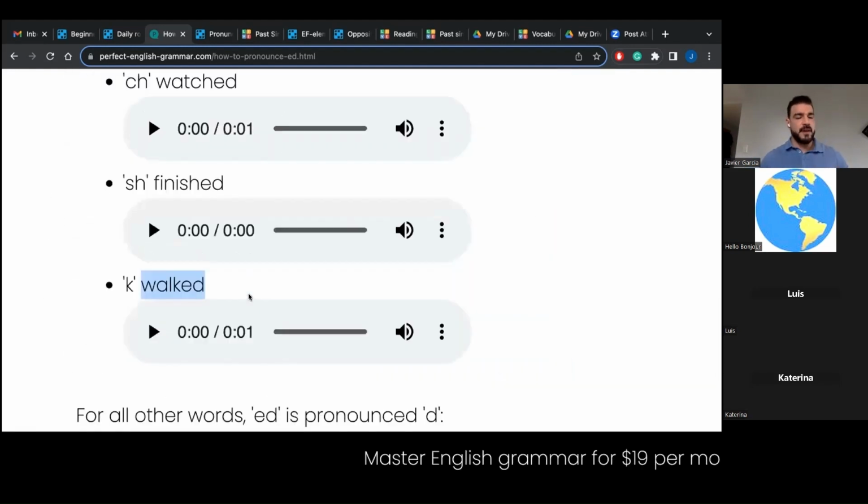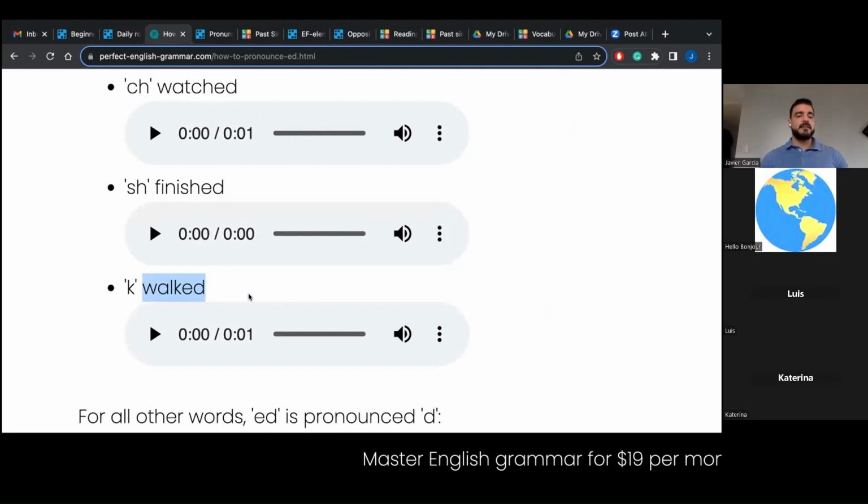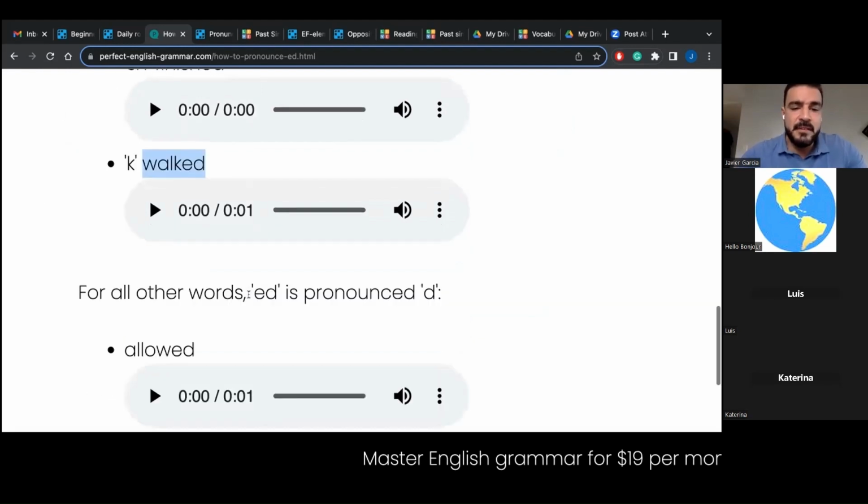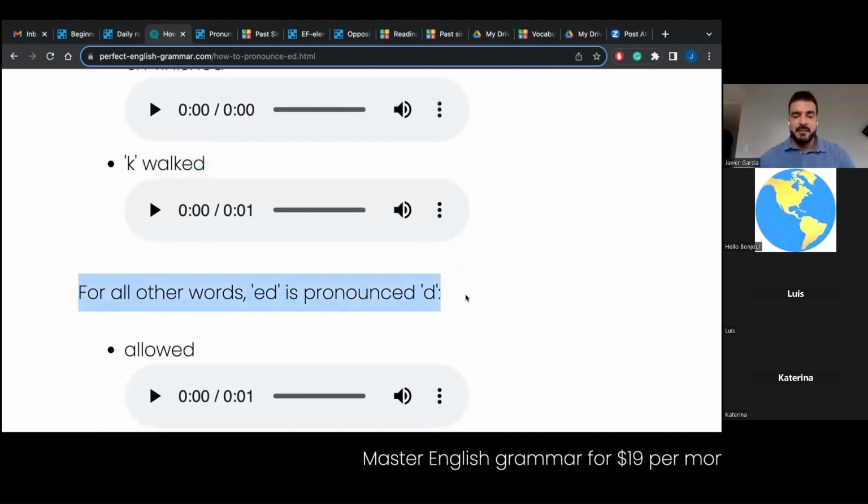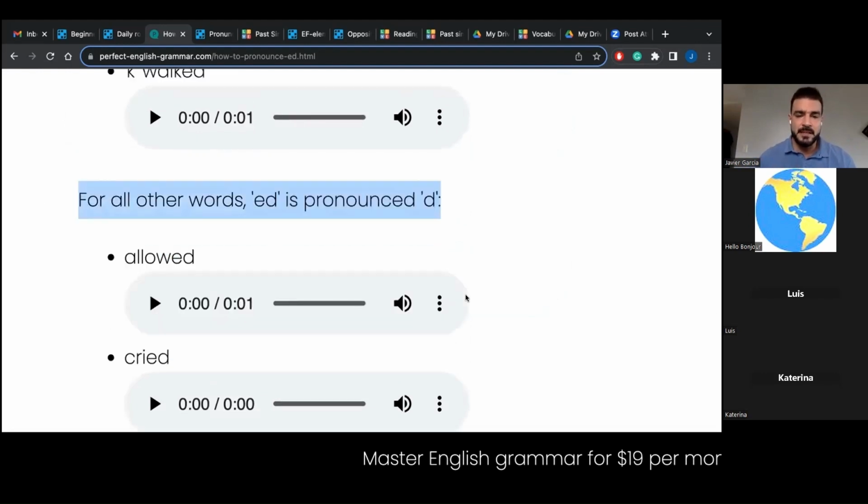Okay, so now we have our final sound. Our final sound is much simpler. We don't have to remember as much because all we need to do is remember the rules of the ID, where it has the sound of the T and the D, and then remember the sound of the T. Now we go into the sound of the D, right? And how does the sound of the D sound? It sounds like this: duh.